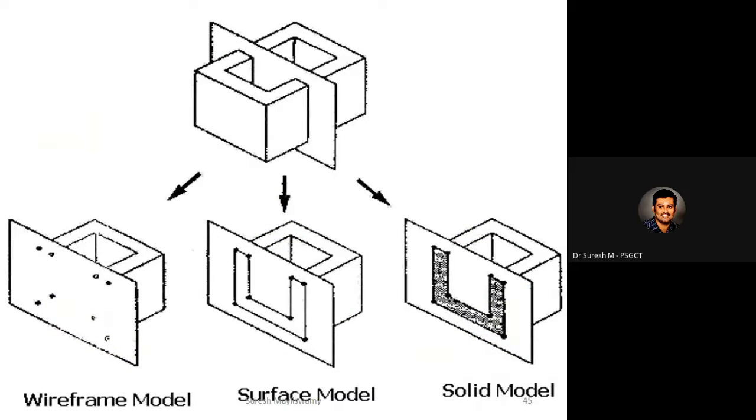This is the difference between three basic geometric modeling techniques: wireframe, surface, and solid modeling. Considering this as the object, I'm going to cut it in this way, so we can show the representation of wireframe modeling as the corner dots. And this is the representation of surface model, where only the surface is visible. The representation of solid modeling is that we represent the model as a solid.